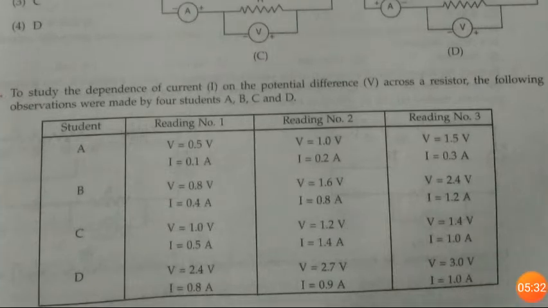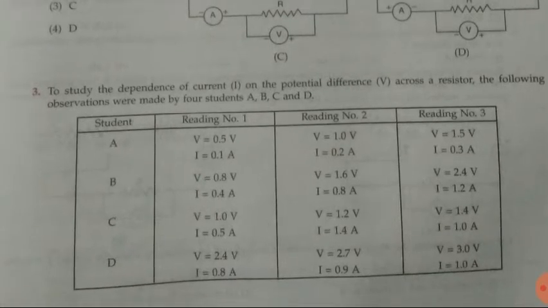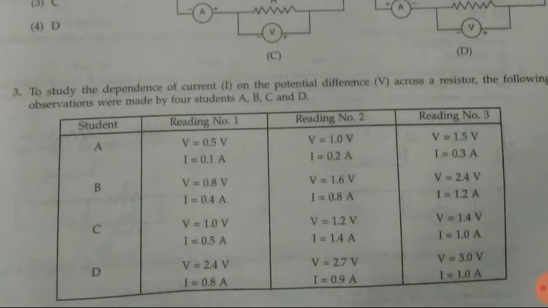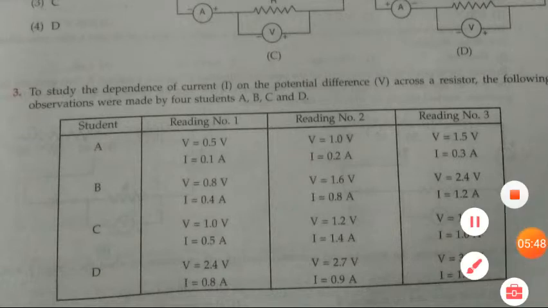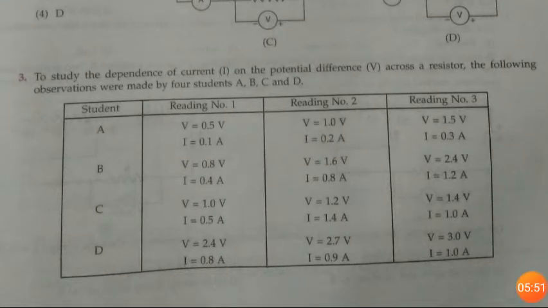Here, out of these 4 students, one student has done the wrong observation. So we have to find out who is that student who has done the wrong observation. So the answer is that student C has done the wrong observation. Okay, why has he done the wrong observation?